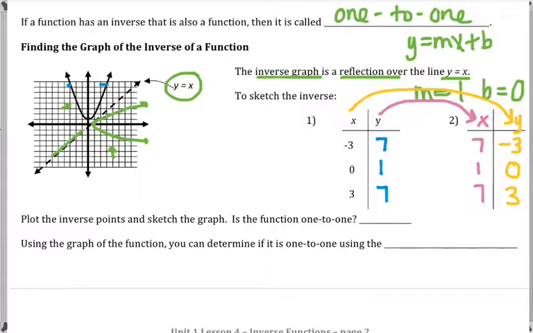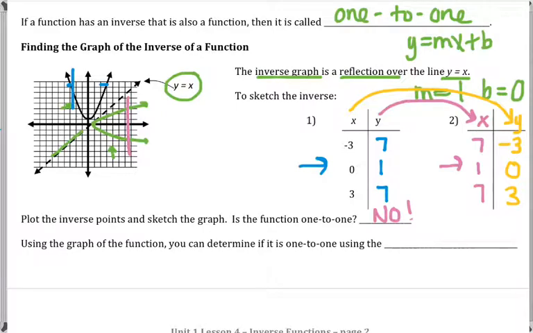So, once we've plotted the inverse points and sketched a graph, we need to decide if this is a one-to-one function. So we ask ourselves, was the original table an example of a function? Yes. Was the original graph an example of a function? Yes. What about our inverse? Was the inverse table an example of a function? Nope. And neither was our inverse graph. So is it one-to-one? No, because both the inverse and the original have to be a function in order for it to be one-to-one.